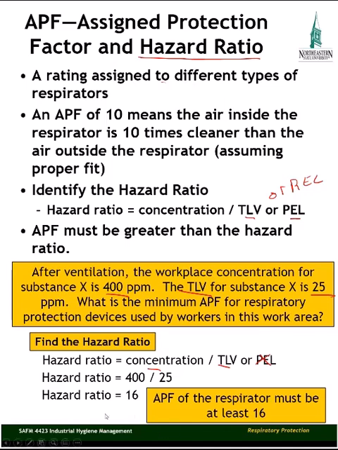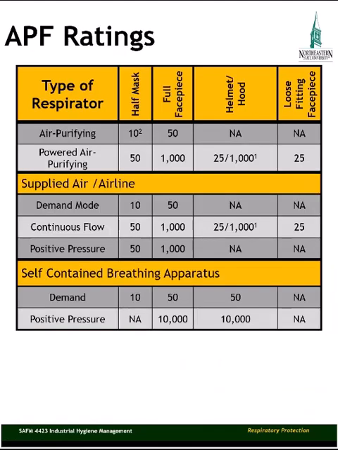So let's look at our chart and find us a respirator that would be good in that particular situation. Okay, we need a respirator with an APF of 16 or greater. So the half mask air purifying would not work. The full face piece with an air purifying respirator would work. Okay, these are passive air purifying. There's no pump hooked to them right here. Now, a powered air purifying respirator would also work, so would one with a half mask or a full face piece or a loose fitting face piece, loose fitting hood.